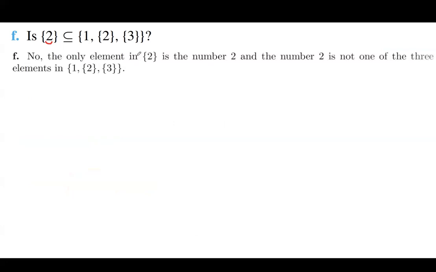The only element in the set on the left-hand side is the number 2. But I don't see the number 2 as an object here. The objects here are 1, the set including 2, and the set including 3. These are different objects.